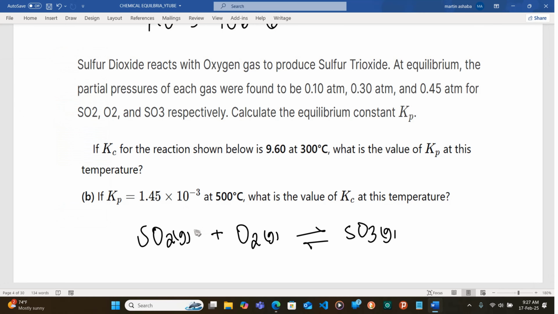Let's do the balancing of this chemical equation. If we put a 2 here, oxygen becomes 6, sulfur becomes 2, and when we put a 2 here, also oxygen gets balanced and sulfur balanced, so the whole equation is balanced. Let's calculate the equilibrium constant Kp.